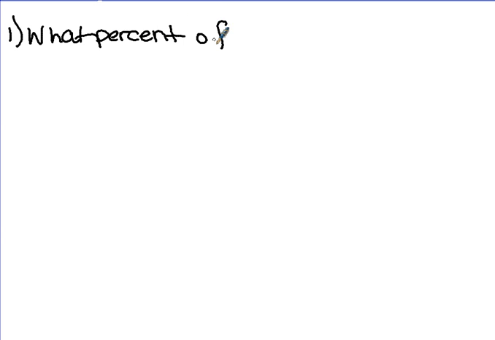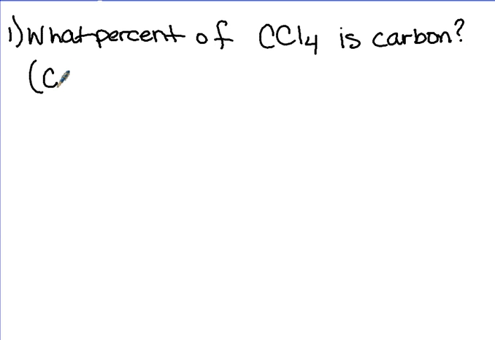The last thing we're going to talk about is weight combination by percent. This is a problem that would look like this. If I had a problem that said, what percent of CCl4 is carbon? And we'll say that C has a mass of 12 and Cl has a mass of 35. And I want to know what percent of this compound here is carbon.